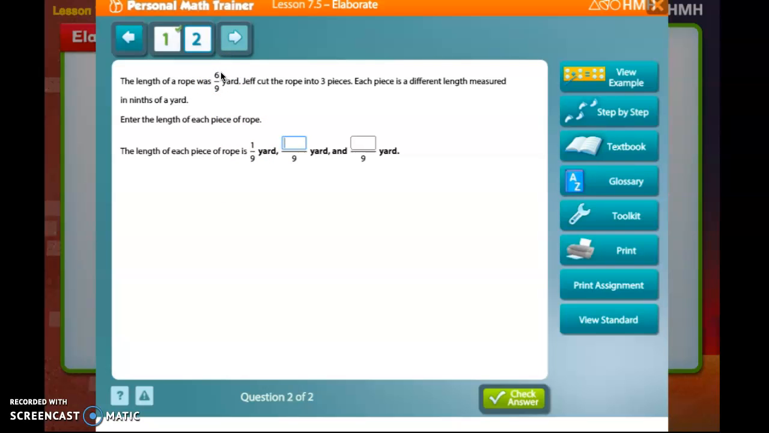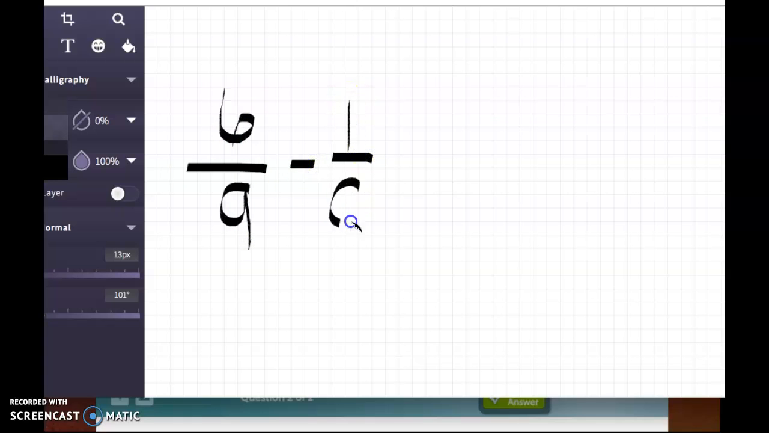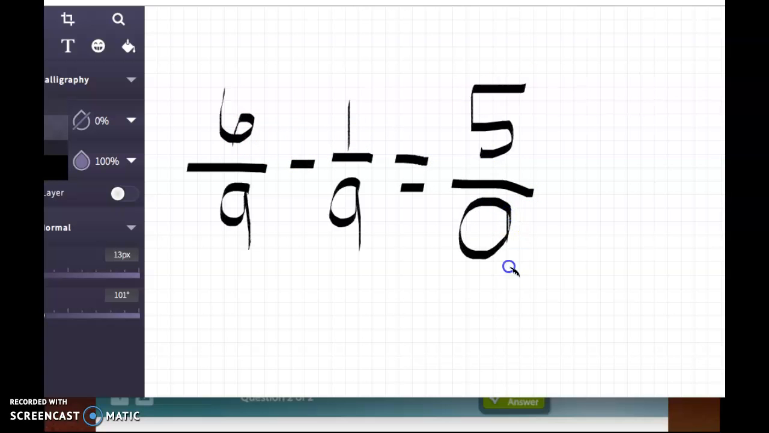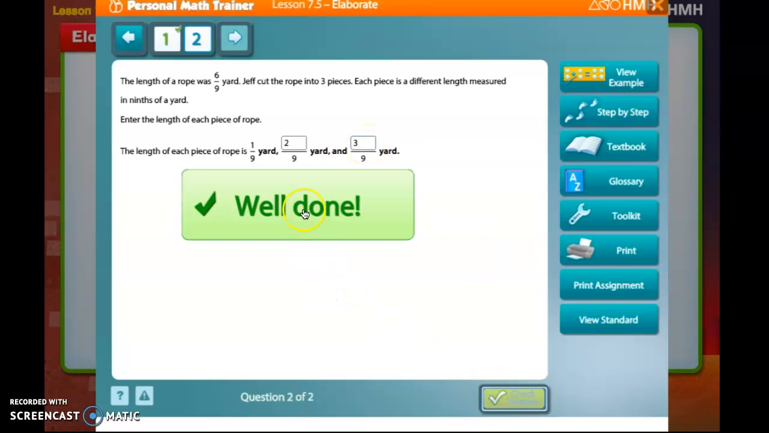It's already given me one of the addends as 1/9, and I need to get to 6/9, right? So what I'm going to do is take my 6/9 and subtract 1/9. I know that 6 minus 1 would give me 5, and my denominator stays the same. So I need to make sure that my numerator has 5. So I'm going to break up 5. I know that 2 plus 3 equals 5. And check answer. Well done, and I can move on.